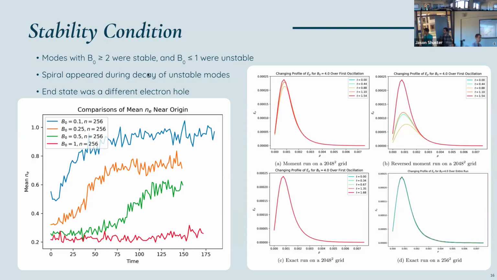Cut to the chase, it was stable for B naught greater than about 2, and it was unstable for the others. And we can see in this unstable phase, there was something interesting going on. This plot doesn't show it, but there's actually an interesting spiral that appears during this phase. And also interestingly, the end state is still an electron hole. It's just slightly filled in. So I would love to know more what's special about this hole. I have some ideas, but I won't be exploring that further, unfortunately.